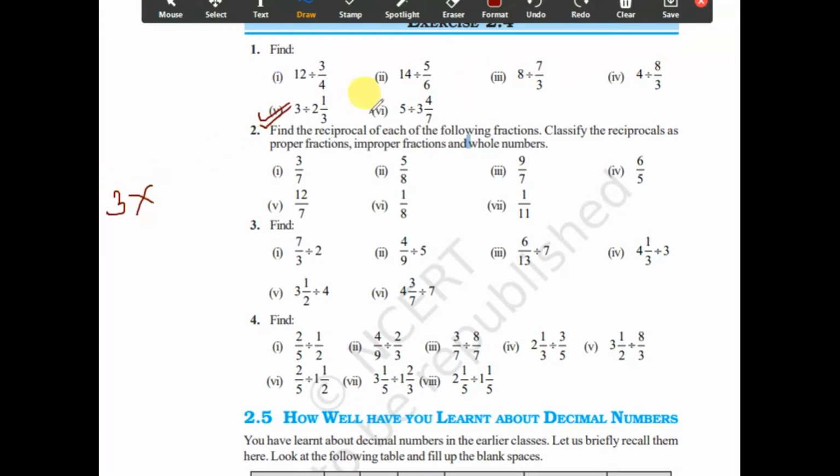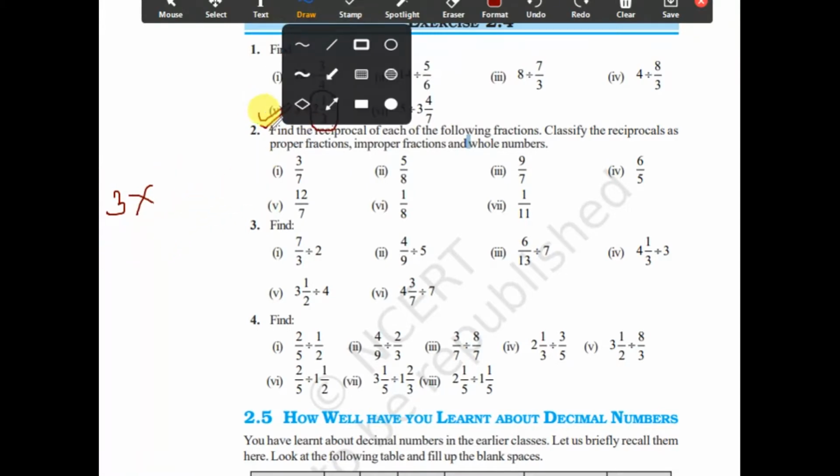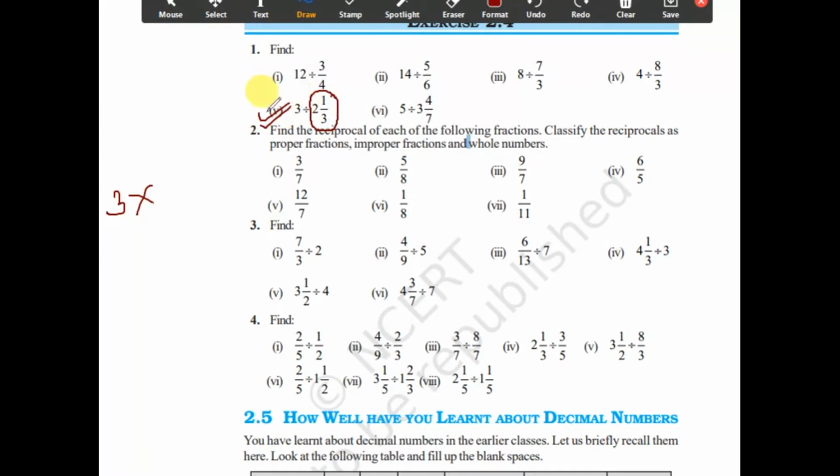And this one again is for you, so I am solving this one. 3 into, now first you see here it is a mixed fraction. First we have to change it into an improper fraction, correct? What is an improper fraction? It means the numerator is greater than the denominator. So 2 1 by 3, how to change it? You have to multiply the denominator and the whole number, so it will become 3 2s are 6. Then in that answer you have to add the numerator, so it will become 6 plus 1, 7, and the denominator will not change, correct?